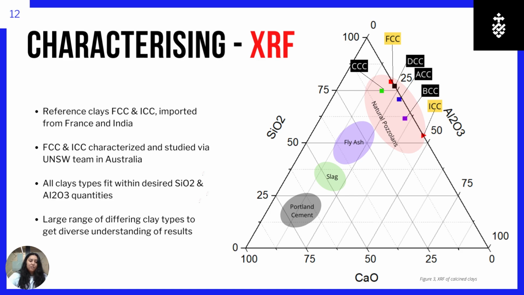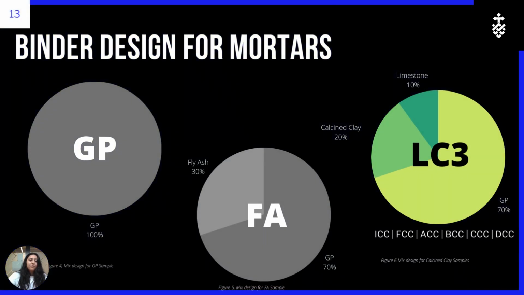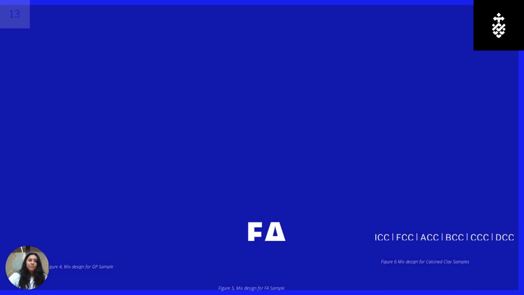Once enough clay was produced, mortars were created with the various binder designs. The first reference being GP was made up of 100% GP, the second reference being fly ash, which consisted of 30% fly ash and 70% GP. Then the LC3 mixes, which comprised of 70% GP, 20% calcined clay, and 10% limestone. The mortar test followed ASTM C305-20, which meant a water to binder ratio had to be redesigned. In this case, a water to binder ratio of 0.43 was used.